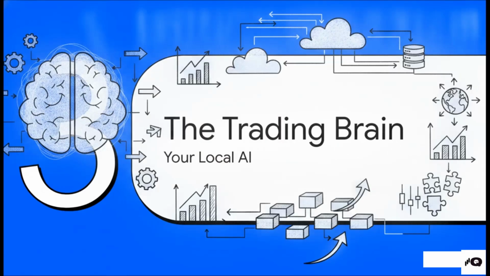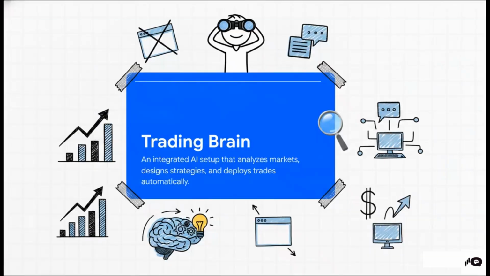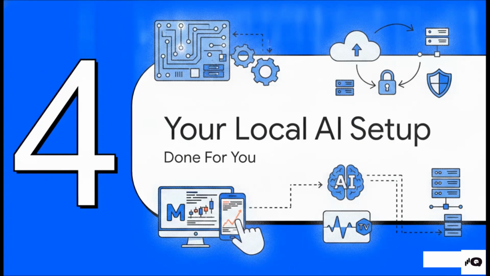Which brings us to Section 3, meet the trading brain. So meet the IQ Trade Trading Brain solution. Let's actually define what we're talking about here. The trading brain is an integrated, localized AI setup, custom-built for traders who are just sick and tired of fragmented tools. Instead of you frantically clicking between a web browser, a desktop app, and a chat window, this system analyzes the markets, designs the strategies, and then deploys the trades automatically. It completely replaces that awful process of trying to duct tape your trading workflow together. So you're finally free to focus on high-level strategy instead of micromanaging software. A real game changer. Let's look at how this happens.